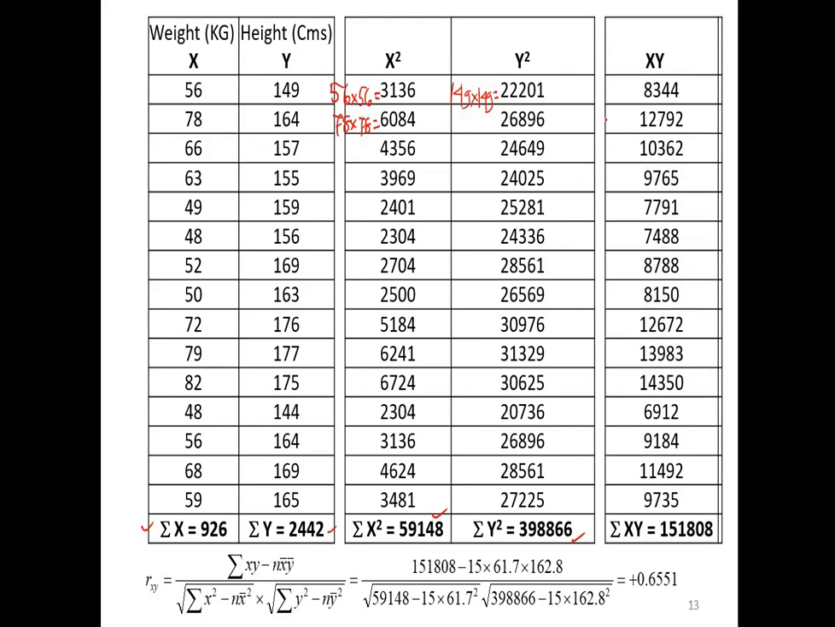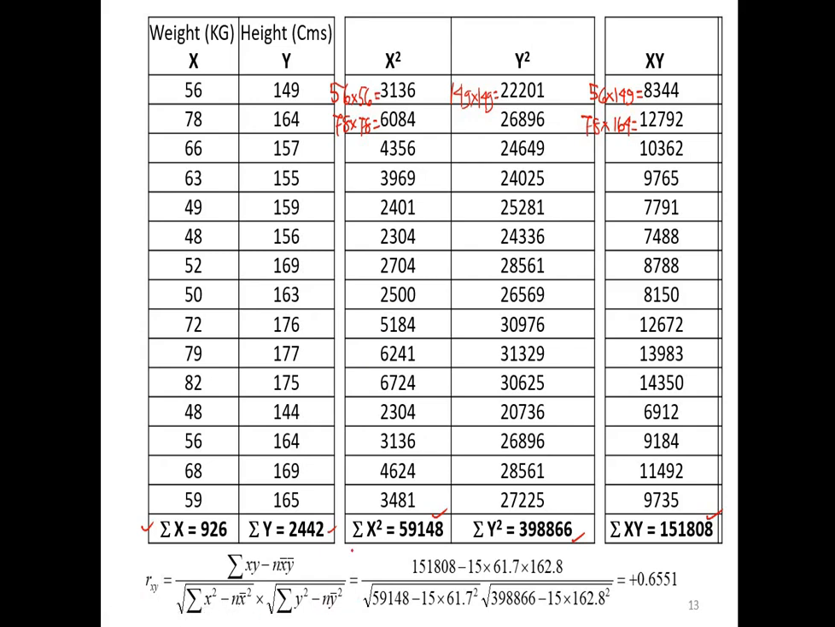That means 56 into 149. That is the first value. 56 into 149. This is equal to this value. 78 into 164. And this is equal to this value. So like this I get all the values, and ultimately we have the summation xy, this 151801. So these are the values. So I have summation x, summation y, summation x square, summation y square, and summation xy. So these are the 5 columns that we require to compute when we want to compute the correlation coefficient manually. And then lastly comes the formula.